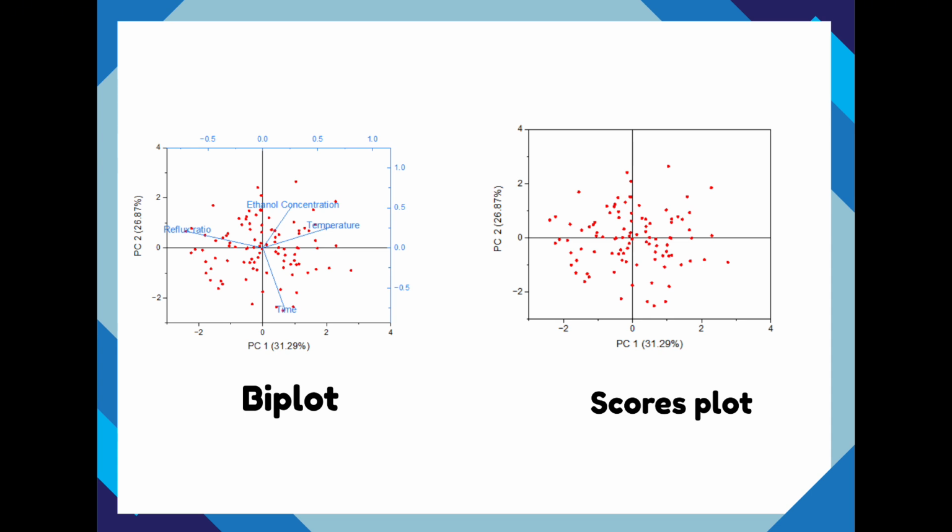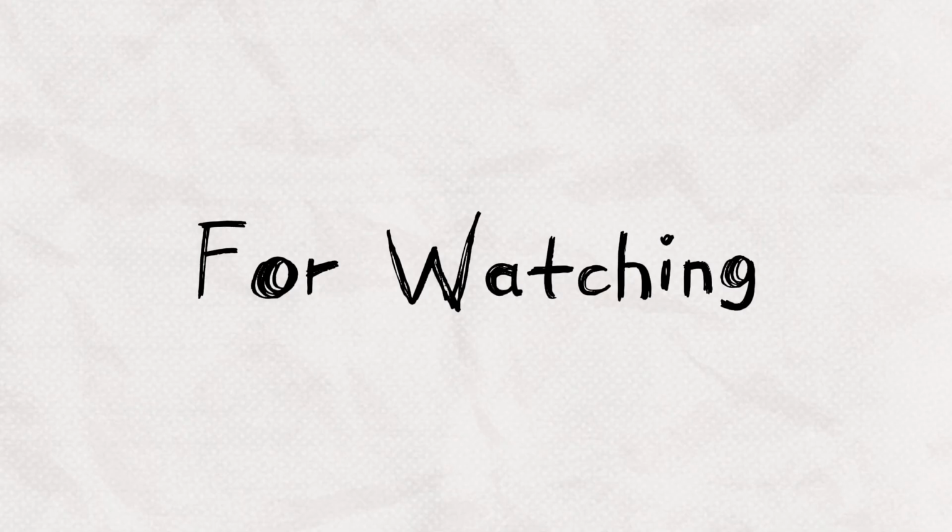In brief, chemometrics enhances industrial chemistry by turning raw process data into actionable insight. PCA allows us to detect off-spec batches early, optimize distillation parameters, and ensure consistent perfume quality.